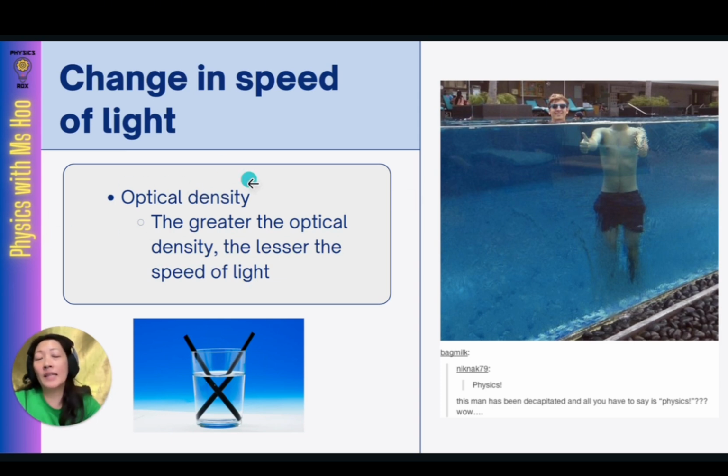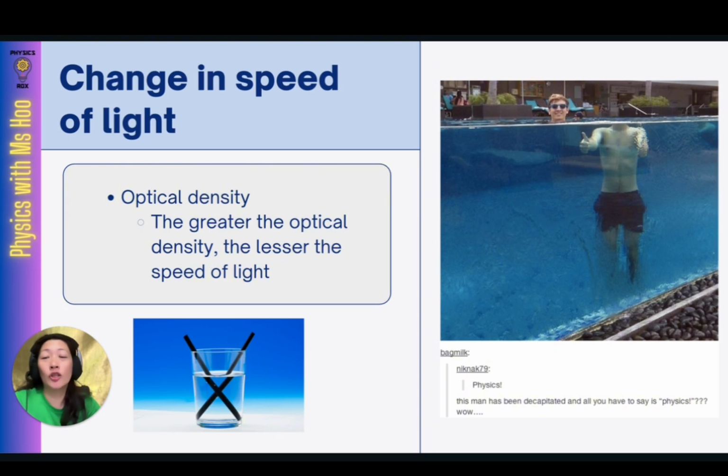Now, optical density is not the same thing as density. A common mistake that a lot of students make is that they assume that density causes the change in speed. Density is the ratio of mass per unit volume. And if you think about it, it's something like comparing how objects would float or sink relative to one another. What has that got to do with the speed of light?